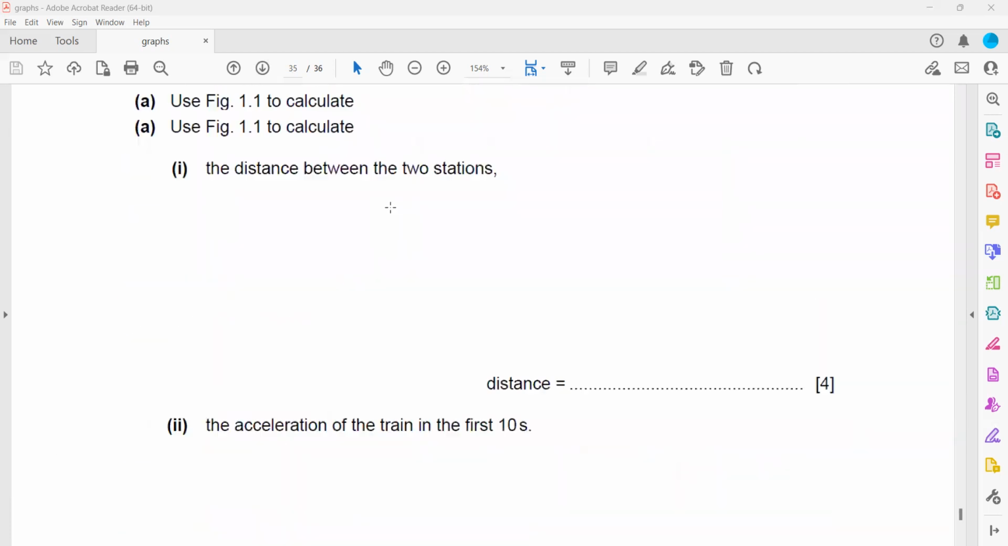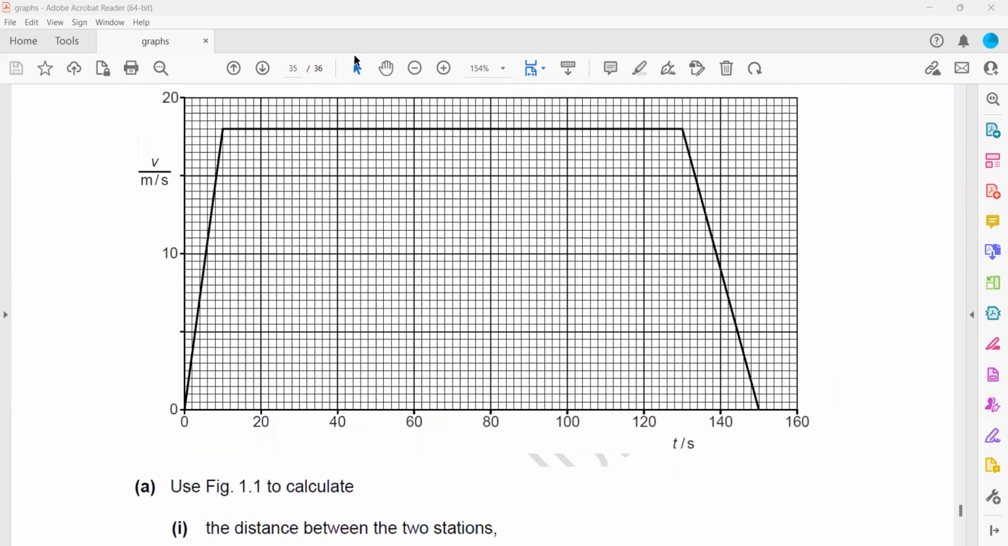Now the acceleration of the train for the first 10 seconds. It's a straight line. So the final speed is 17.5 and the initial speed is 0. It will be final speed minus initial speed, divided by time. So 17.5 minus 0, divided by 10, is 1.75 meters per second squared. That's the initial acceleration of the train.